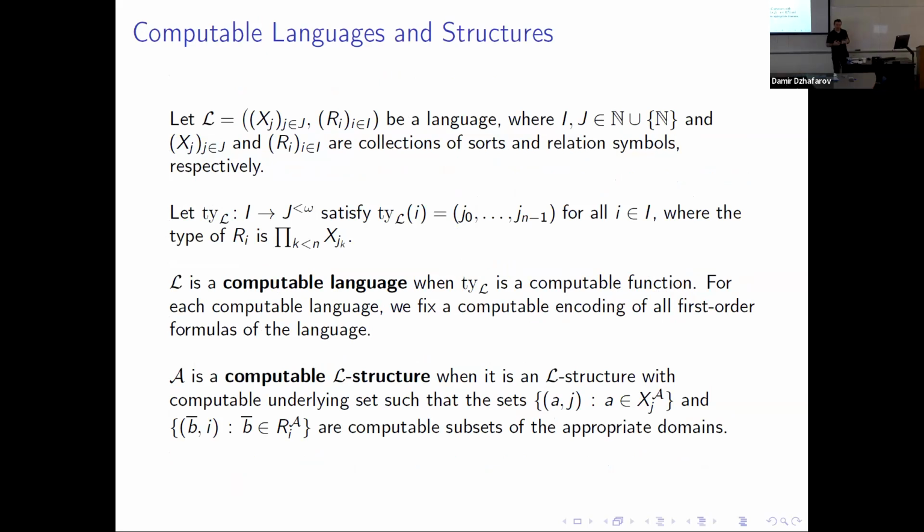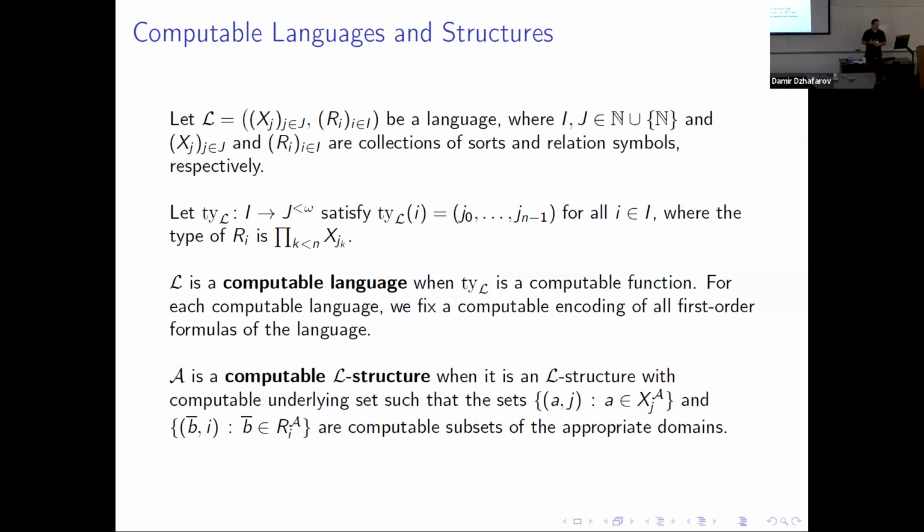Now we had a couple of definitions, so we'll go through the ones that are used here, which are very similar to the others. A computable language consists of a collection of sorts and a collection of relations, which are each encoded by numbers, along with a function which takes each relation and tells you what collection of sorts the arguments have. In the one-sorted case, this would be a function which takes the relation and tells you how many arguments it takes in. And it's a computable language if the index sets are all computable subsets of the natural numbers and the function is computable.